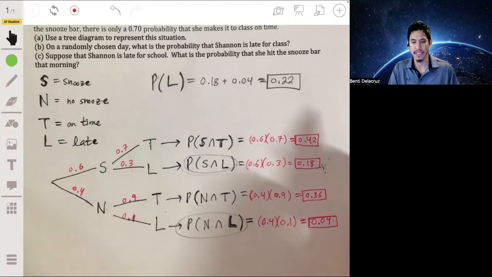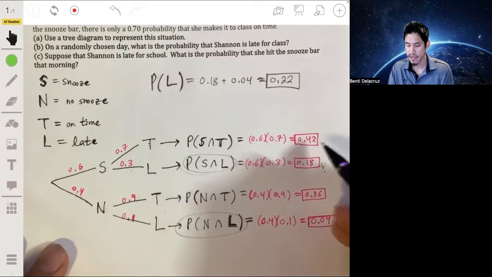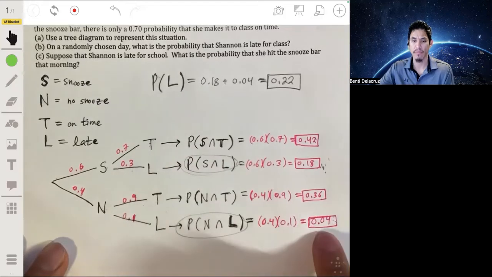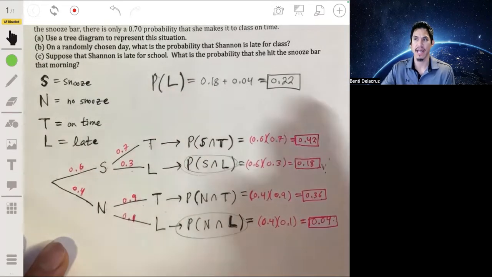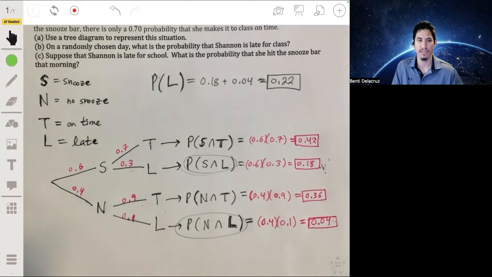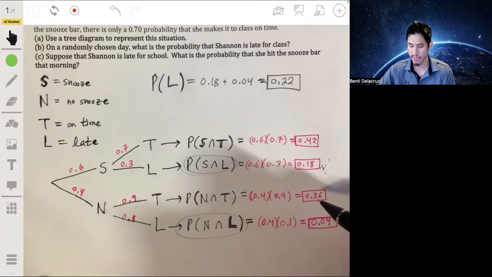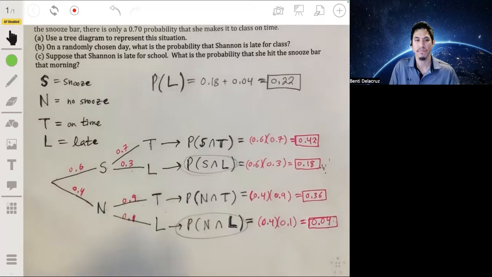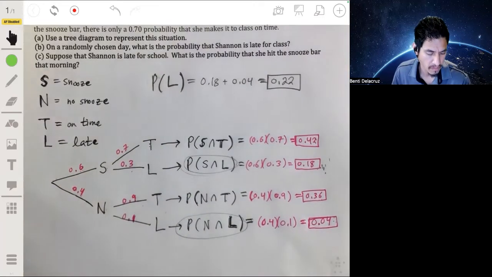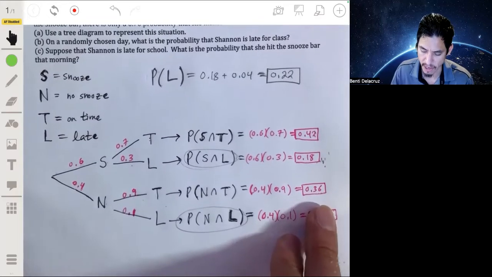Now, as a side note, and as a good tip for you when you're making these diagrams, make sure these final probabilities at the end of the branches add up to 1. Because remember, the sum of all the possible outcomes in the sample space has to add up to 1. Otherwise, there's something wrong with your model. So 0.42 plus 0.18 is 0.6, plus 0.36 is 0.96, plus 0.04 is 1.0. So then you're good. Remember, it has to make sense. That also helps you figure out if your tree diagram is most likely done right.